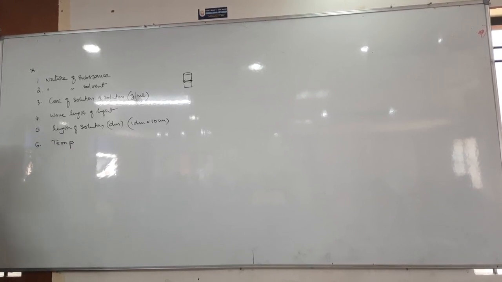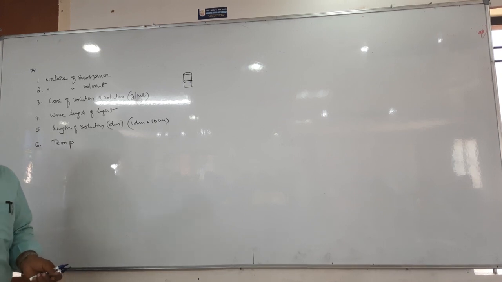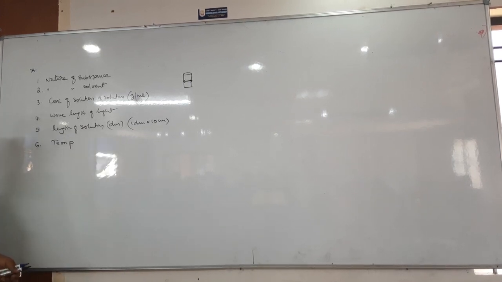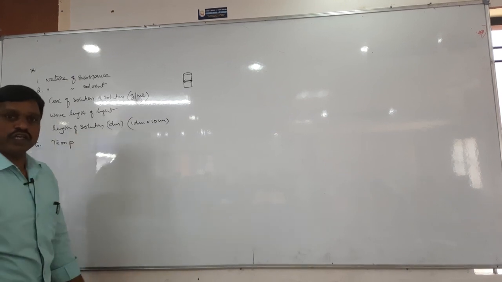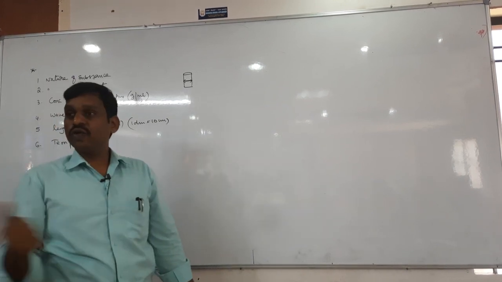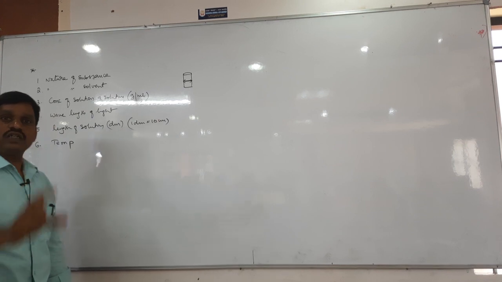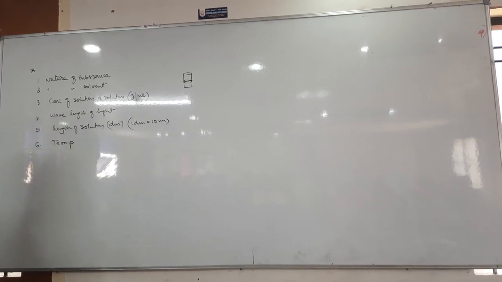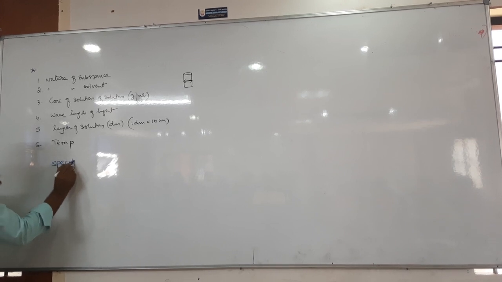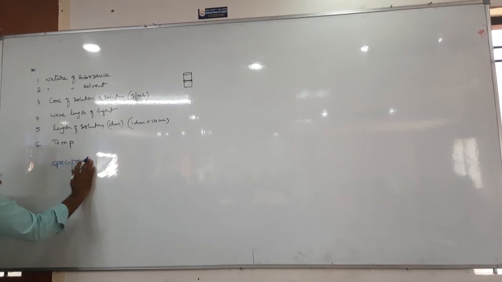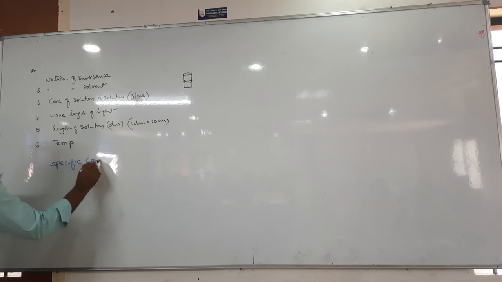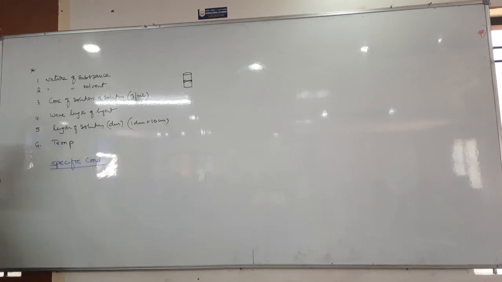Therefore, which of the following factors affect the extent of rotation? All these 6 factors affect the extent of rotation. Then when so many factors affect the extent of rotation, how do you calculate rotation? Therefore we use the term called specific rotation. Then what is the specific rotation? The rotation can be measured in a specific condition.